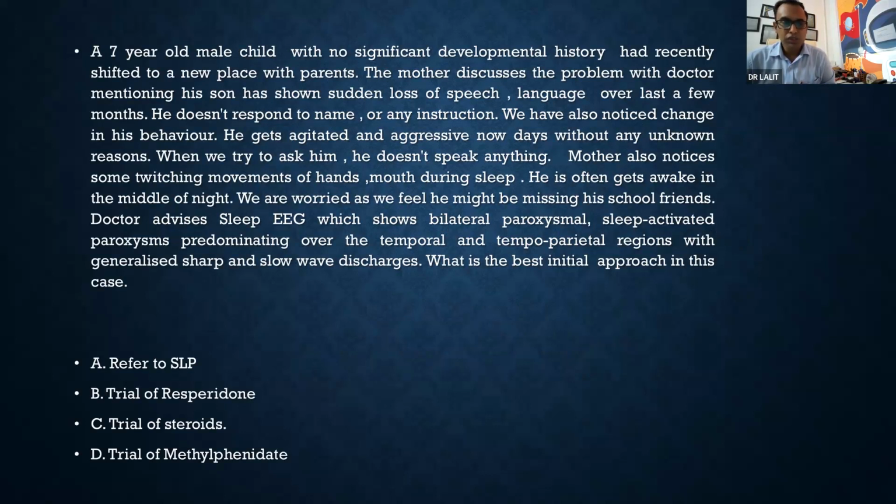Mother also notices some twitching movements of hands and mouth during sleep. He often wakes up in the middle of the night. We are worried as we feel he might be missing his school friends. So the doctor advises a sleep EEG, which shows bilateral paroxysmal sleep-activated paroxysms predominating over the temporal and temporoparietal regions with generalized sharp and slow wave discharges. So what is the best initial approach in this case?